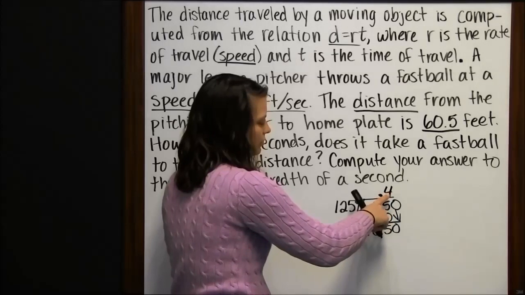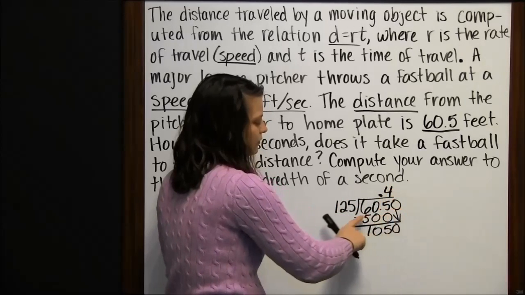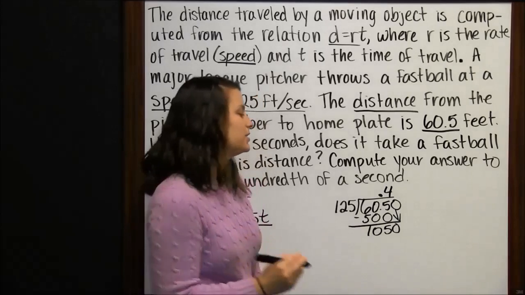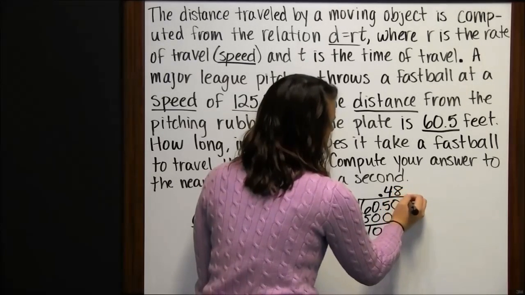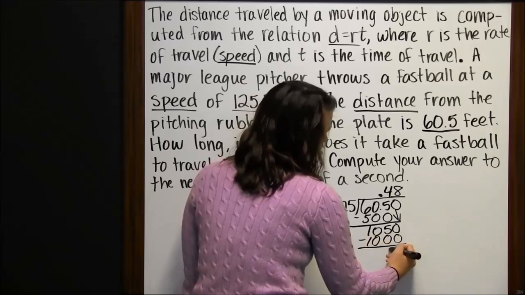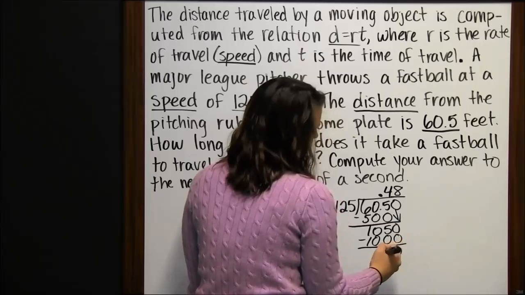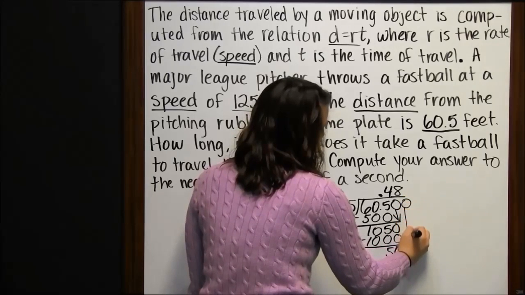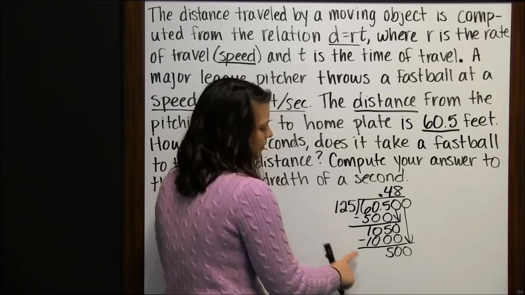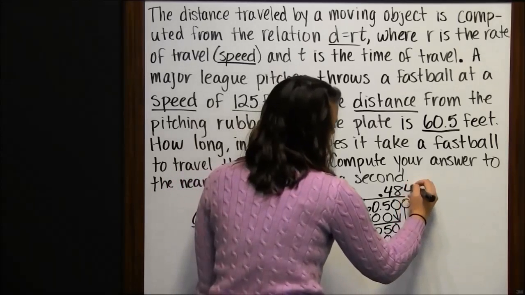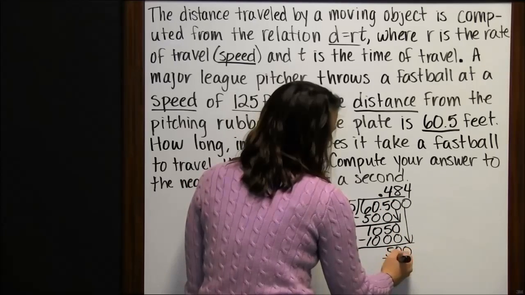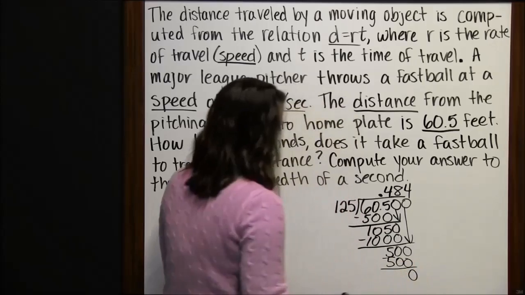Well, if you'll remember that 125 times 4 was 500, then it would go twice as many times as that, so 8 times. And that would give us 1,000. We subtract that and we get 50. Add another 0, bring it down. And 125 goes into 500 4 times. 125 times 4 is 500. Subtract and you get 0.